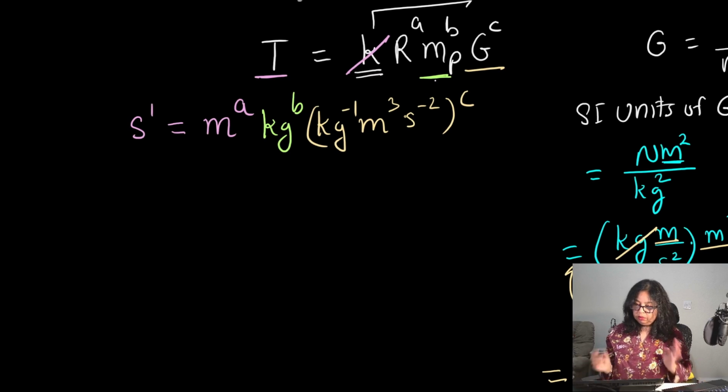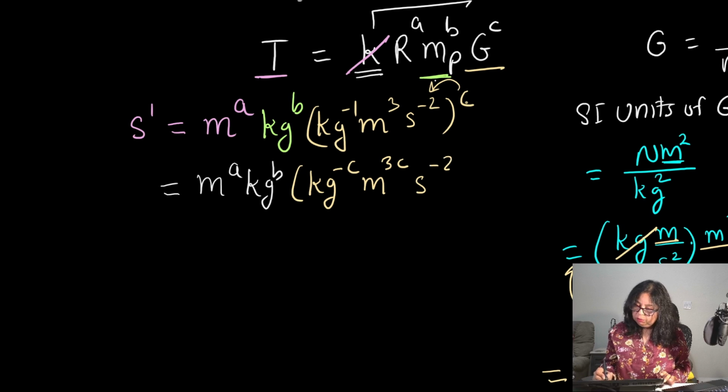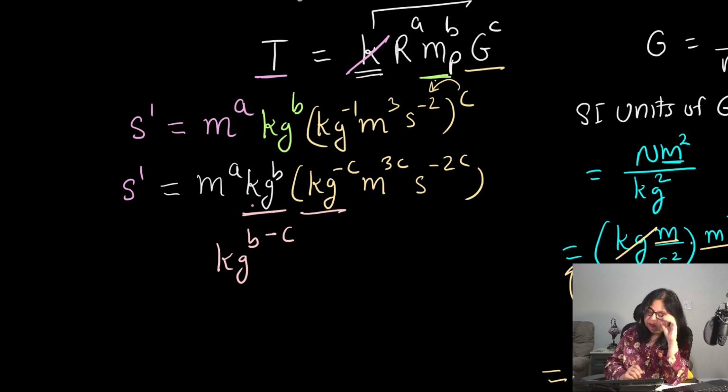Alrighty? Let's see what we can do here now. Equals M to the power A, kilograms to the power B. Now bring this C inside the parentheses. You will get kilograms to the power minus C, meters to the power 3C, seconds to the power minus 2C. Left-hand side is still seconds to the power 1. Now let's see what we can combine. Kilograms to the power B times kilograms to the power minus C gives me kilograms to the power B minus C.